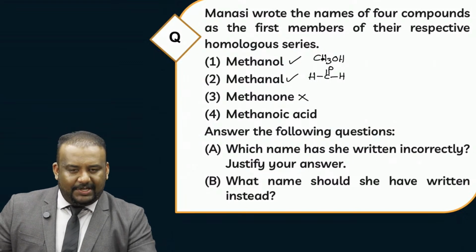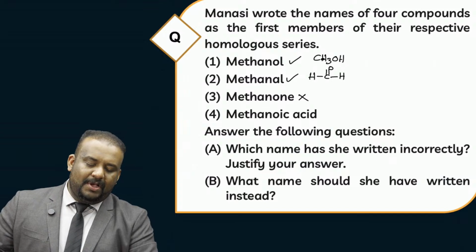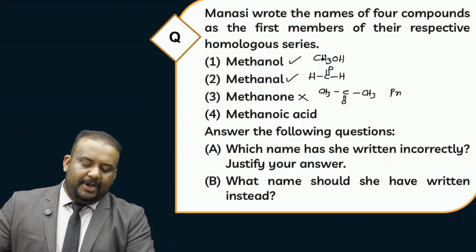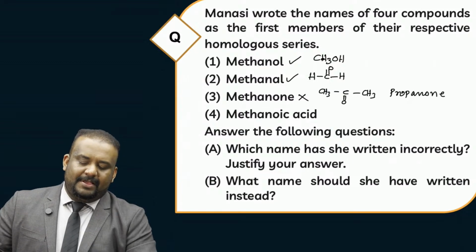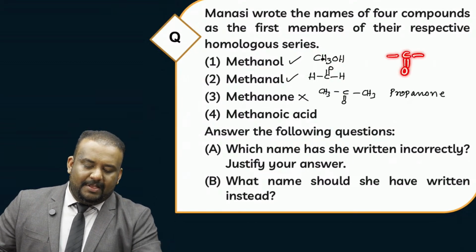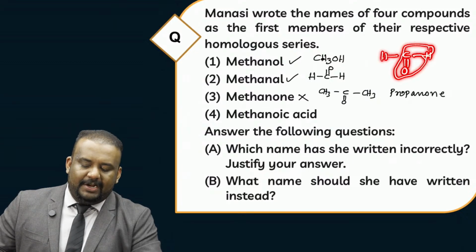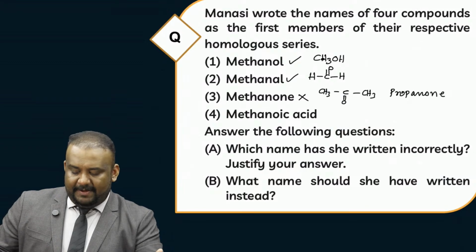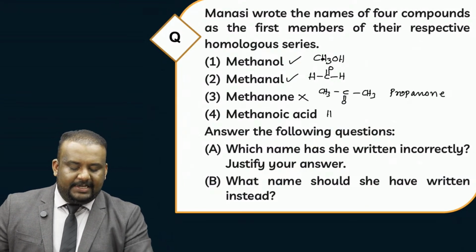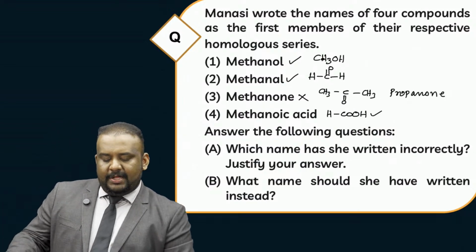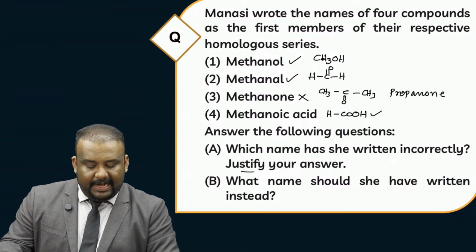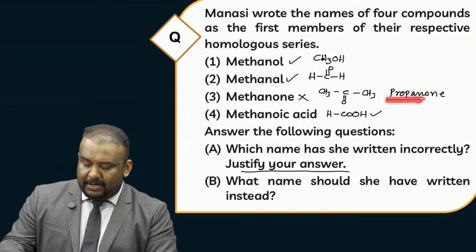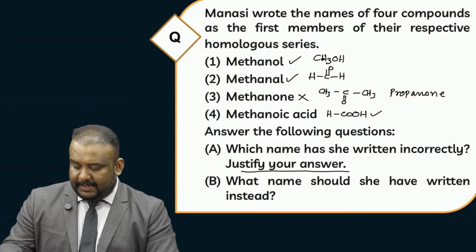Methanone is wrong. There is no ketone with the name methanone because to form a ketone, you need minimum how many carbons? You need 3 carbons. CH3COCH3. Propanone is the first member of the ketone family. You know why? Because ketone is C double bond O, right? The moment I put a hydrogen here, it will become aldehyde. So I can't put hydrogen on the left or the right. So in order to get a ketone, I need to have minimum 3 carbons. Then methanoic acid does exist. It is HCOOH. That is also correct. So which name has she written incorrectly? Justify your answer. The name she has written incorrectly is methanone. The reason is you cannot have a ketone without 3 carbons minimum. Clear?